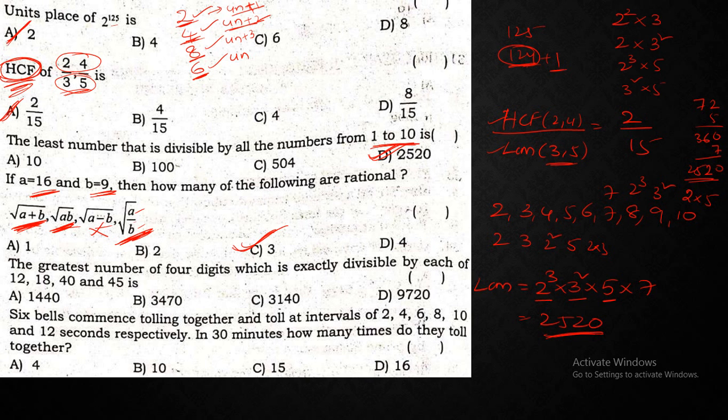Now among these, all are having only the values of 2, 3 and 5. So simply what we are going to do is take the highest powers. 2 square, 2 cube, so 2 cube is the value.